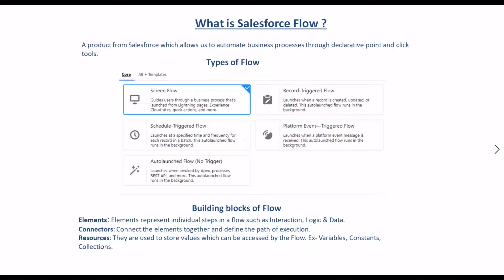There are different kinds of flows. Screen flows allow us to interact with the user and capture input through a form. Record triggered flows are launched when a record is created, updated, or deleted. Schedule triggered flows run at a specified time and frequency, typically processing a batch of records. Platform event triggered flow is launched in response to triggering of a platform event.